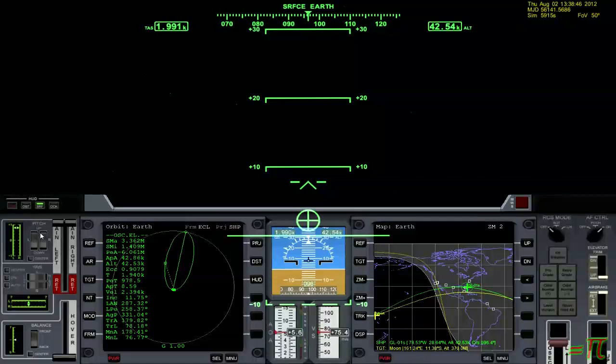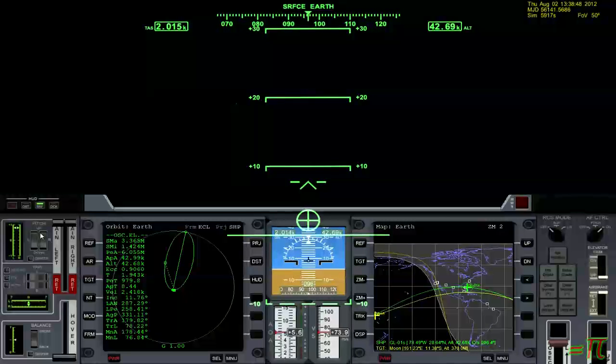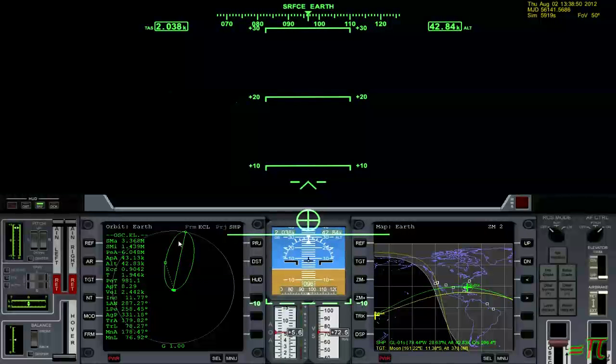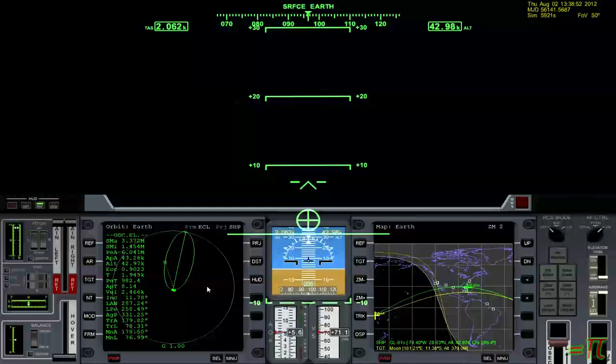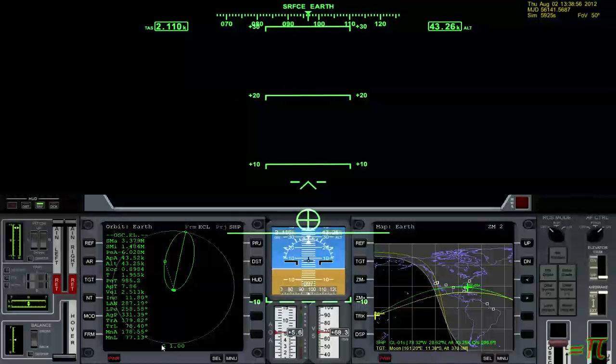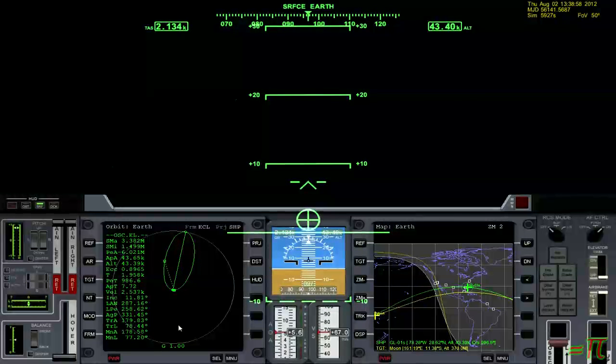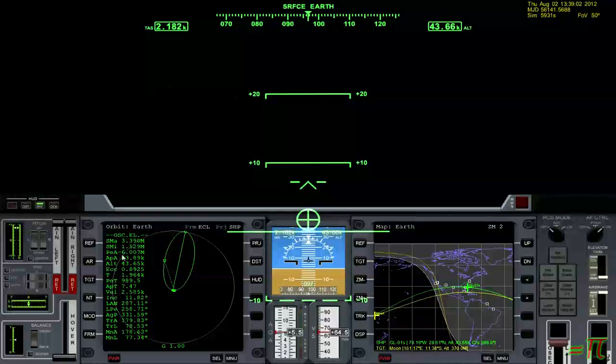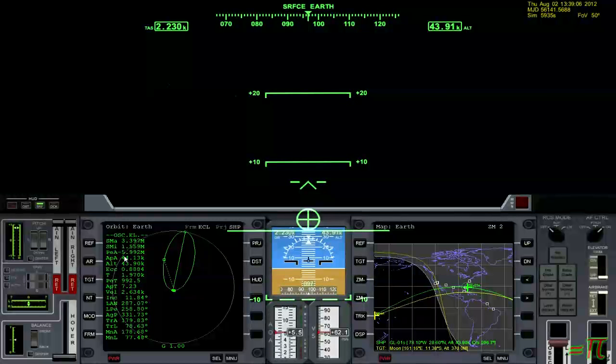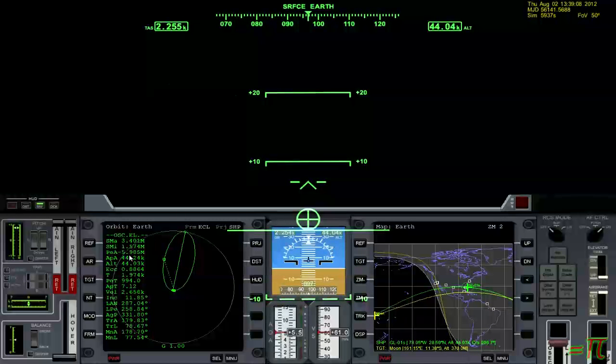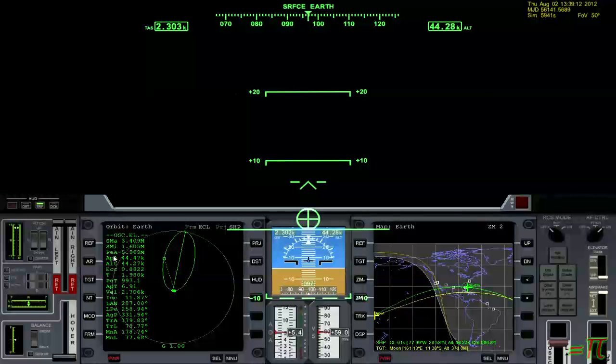Looking good all the way around. Our flight path is starting to take the shape of an orbit. We do need this point to get outside the gray circle. The gray circle represents the surface of the Earth. And we need this number here to be positive 120 kilometers. That's our periapsis, the lowest point of the orbit.